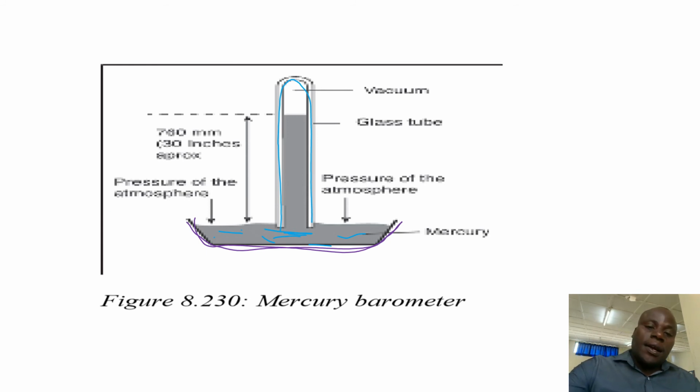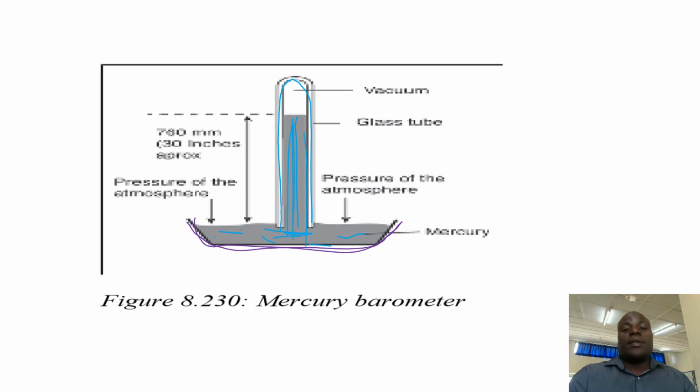And when atmospheric pressure increases, mercury will rise within the glass tube. And there is a vacuum on top of the mercury level where there is no air. That space which we have named vacuum is not occupied by any air. And how do you read the amount of atmospheric pressure? You read based on the level of mercury within the glass tube.